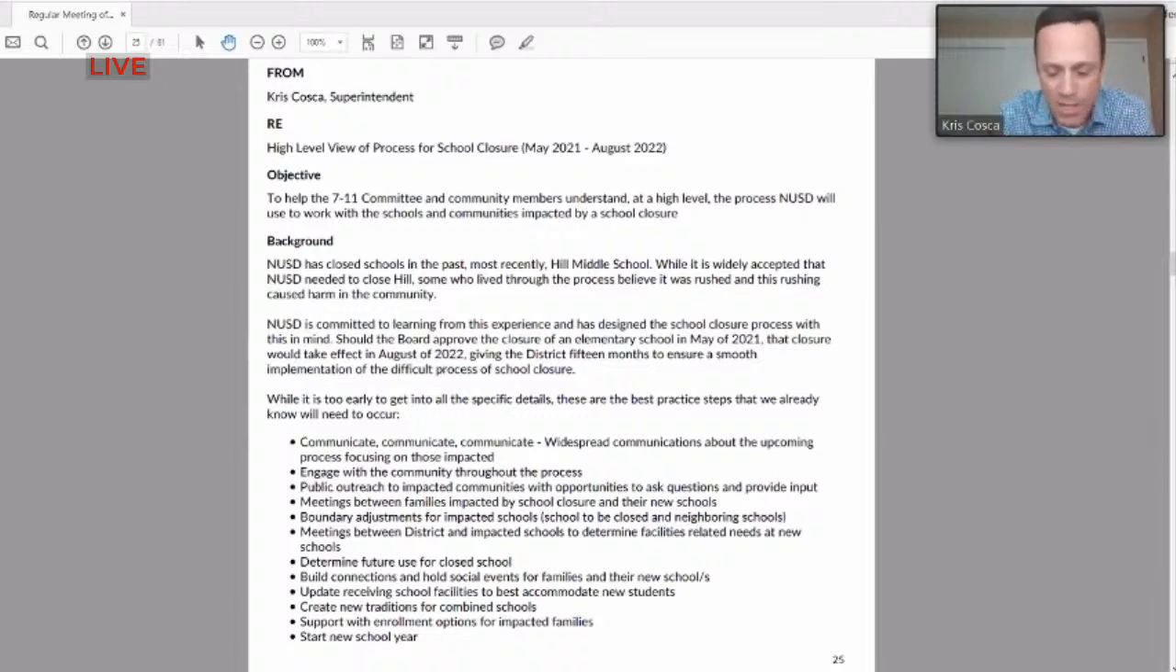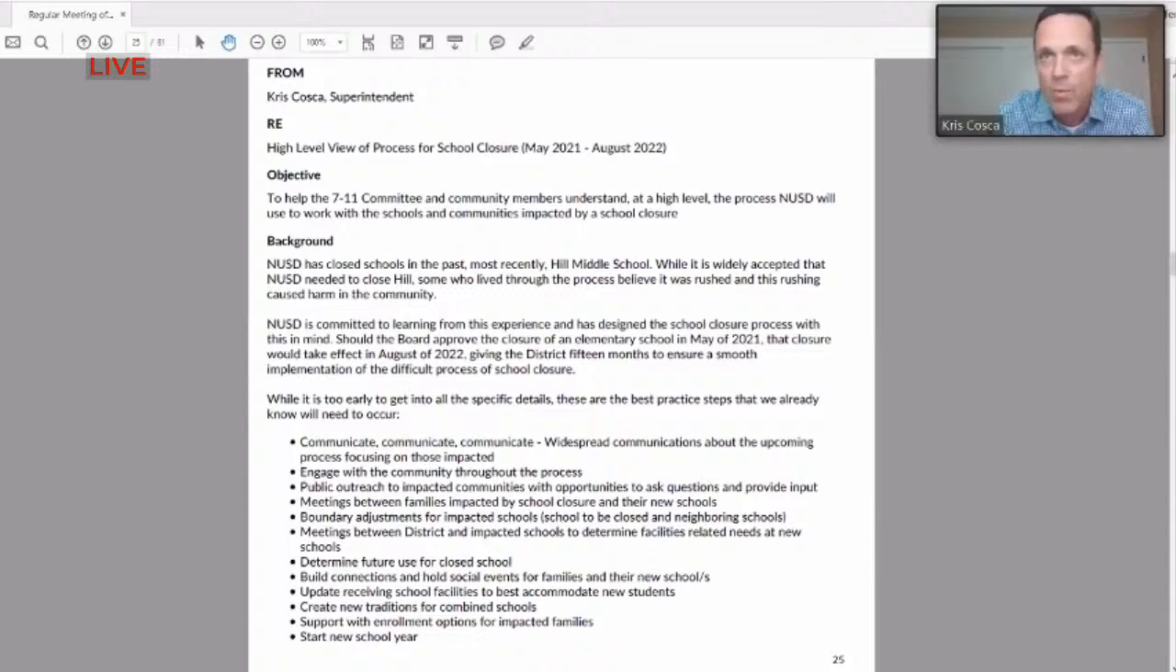We've got to communicate. Widespread communications with the general community, but even more specifically with those communities that are potentially impacted by the decision. We've got to engage with the community throughout the process. We've got to have public outreach with the impacted communities so they have opportunities to ask questions and provide input to the district about the process. Meetings with families impacted by school closures and their new schools.